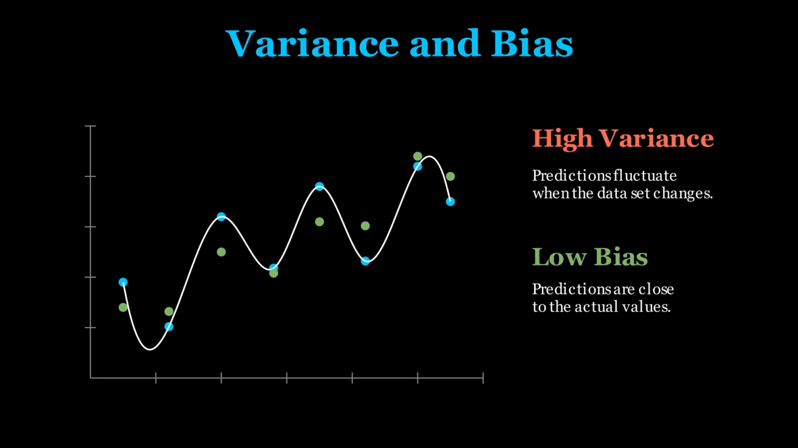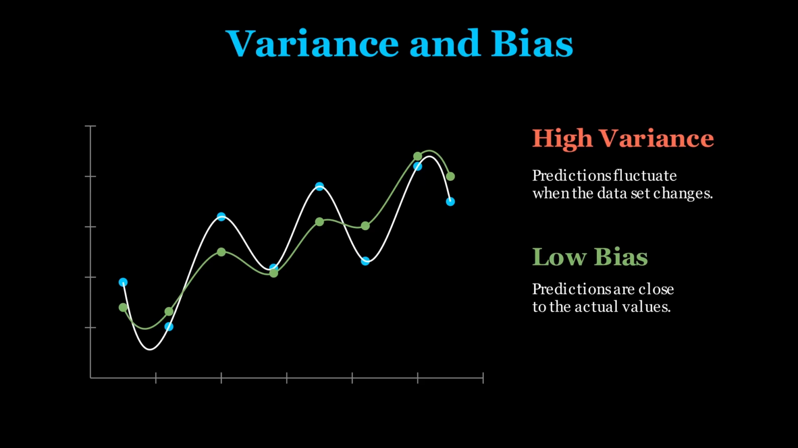Let's see this in action. Watch what happens when we draw a slightly different sample of data. The curve completely changes. That is high variance. Complex models are more likely to have high variance, meaning if we change the data slightly, the fitted curve would change a lot. But to be fair, they do manage to hit the targets.